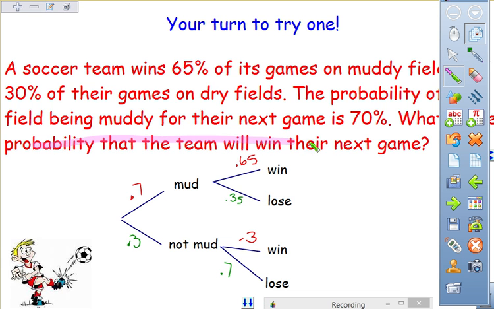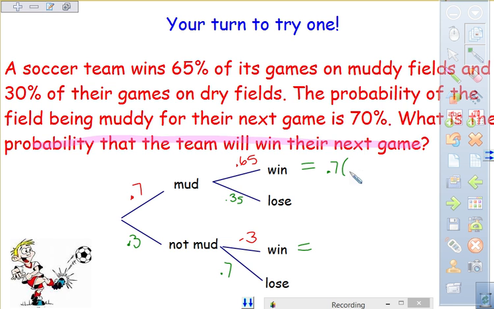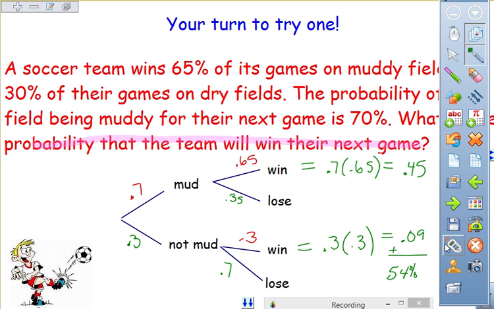The question is asking, what is the probability that a team will win their next game? So we win on this bar, and we win on this bar. So that's 70% times 65%, 30% times 30%. So we're getting 0.45 and 0.09. And if we add those together, we're looking at 54%.